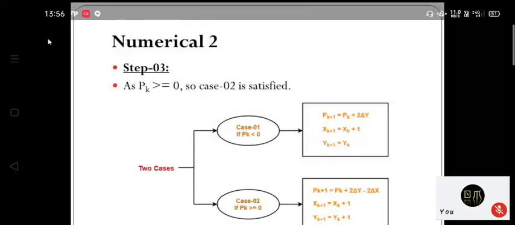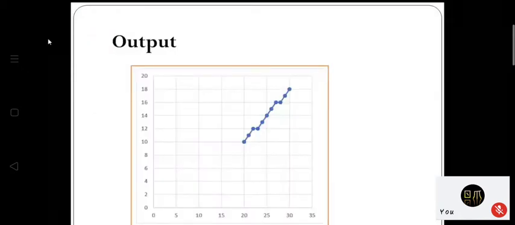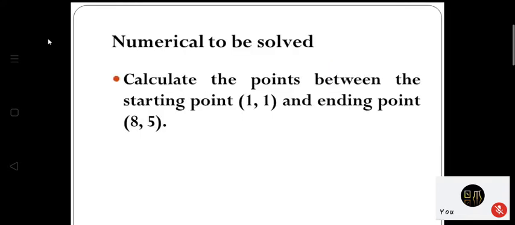These are the points that will lie between the starting and ending coordinates, and this is going to be the output. Whatever points you have obtained, you simply plot on the graph. Now this is the numerical that I have given to you for solving. It's not a very big problem. The starting point is 1 comma 1 and the ending point is 8 comma 5. You'll be solving it today only.